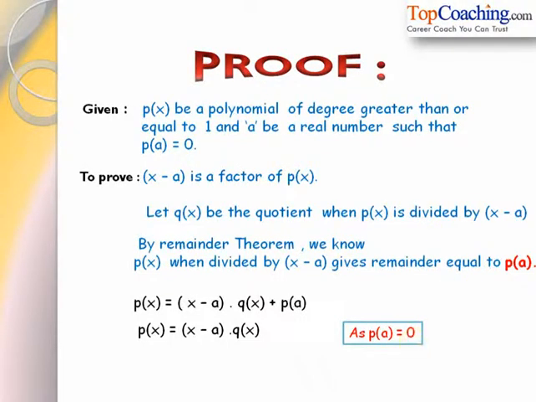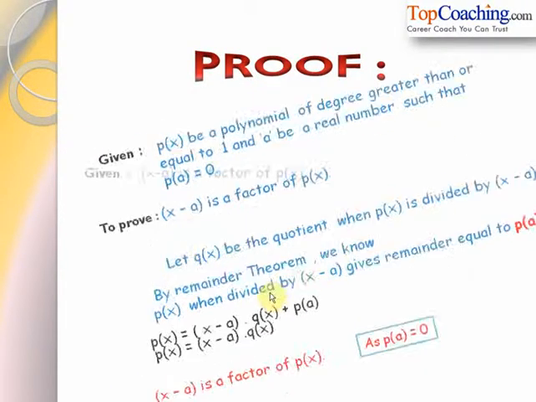So if p of a is equal to 0, we can write p of x equal to x minus a into q of x. And therefore from this what we get is x minus a is a factor of p of x. Thus we can write p of x as a multiple of x minus a and q of x, or in other words we can say that x minus a becomes a factor of p of x, and this is the proof of the factor theorem.